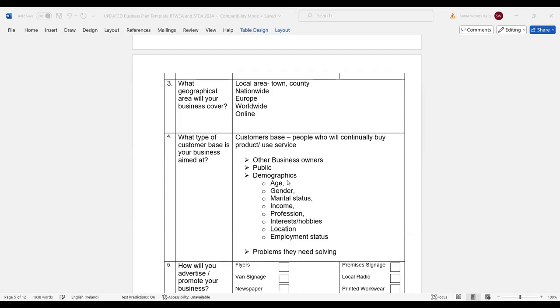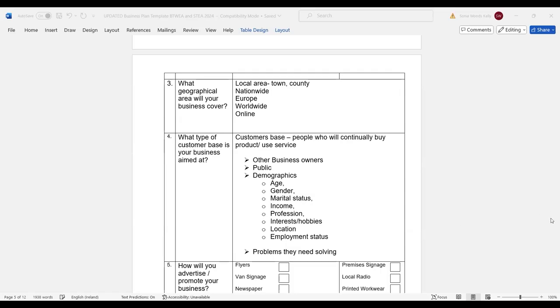Then you need to look at demographics. Is there a particular age group who your product and services are aimed at? Is there a gender? Does it relate to marital status? Does it relate to your customer's income, their profession, their job? Does it relate to their interests or hobbies? Does it relate to where they live? Or does it relate to their employment status?